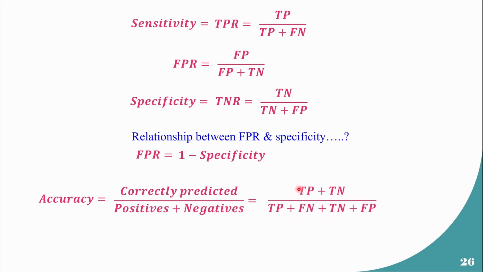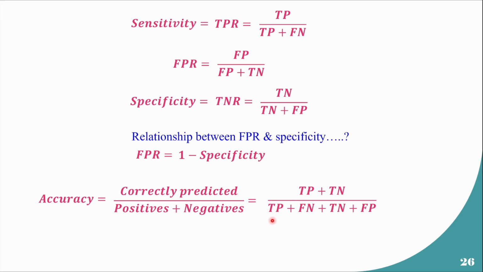Essentially, on the upper side, the numerator side, we'll have true positive plus true negative, because when you talk about correctly predicted, the negatives are also being correctly marked as negative, so that will be true negative, right? And correctly predicted positive values means the positives are also marked as actually positive, so that will be a true positive. So the true values are the correctly predicted values.